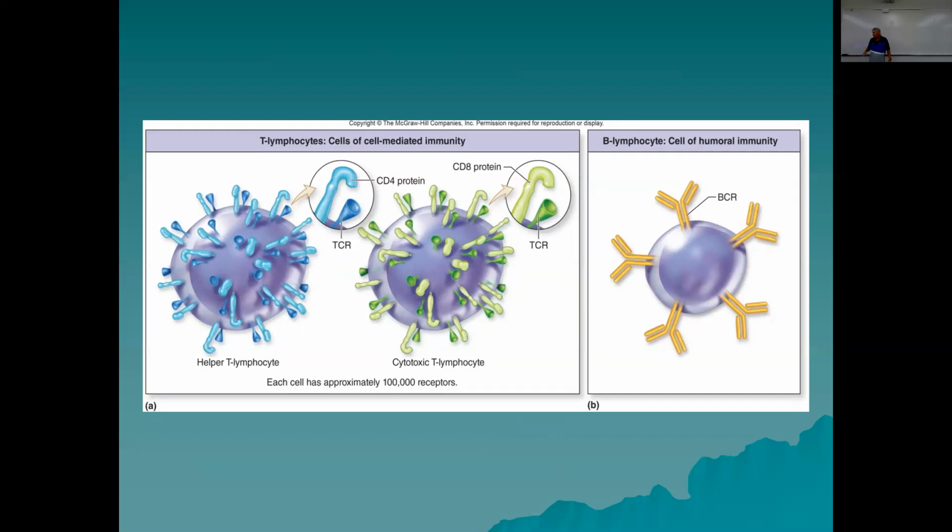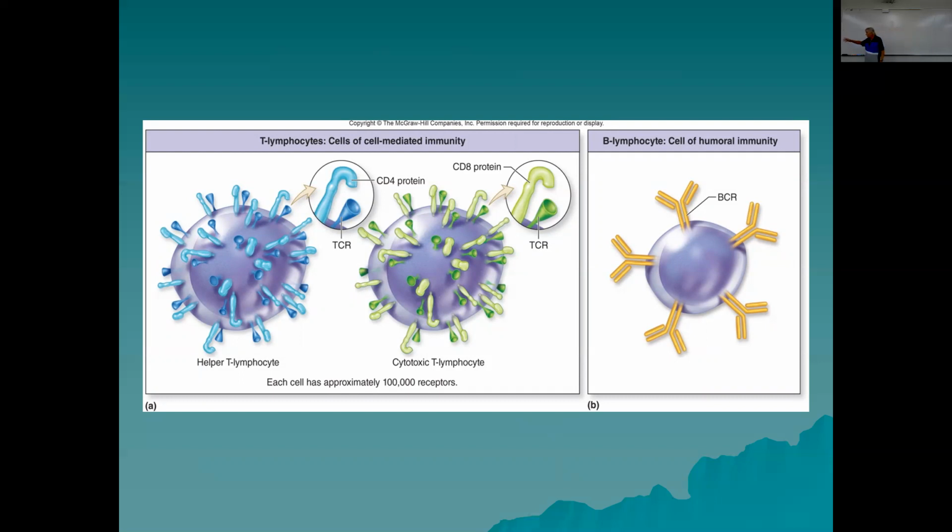Cytotoxic T cells have T cell receptors also for a specific foreign protein, but they have CD8 receptors. And when they're activated, they're actually activated by helper T cells. Helper T cells are called helper T cells because they help activate other lymphocytes, both cytotoxic lymphocytes, and they help activate B cells also.